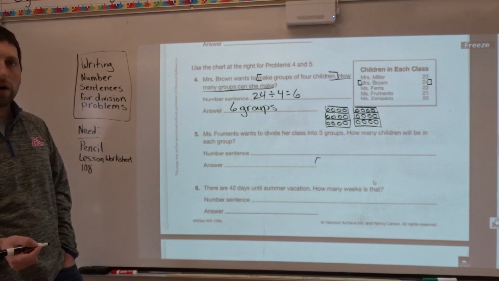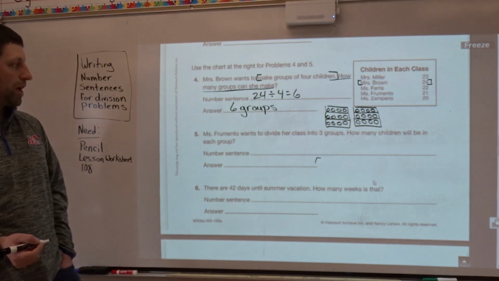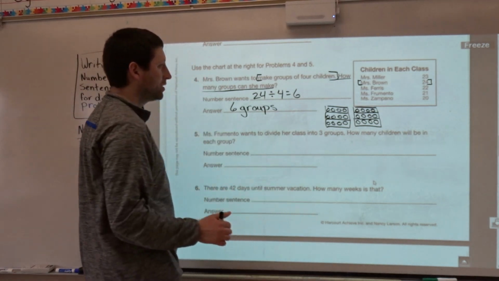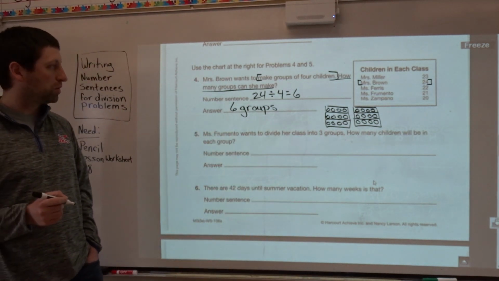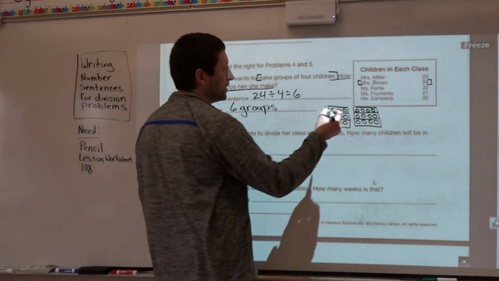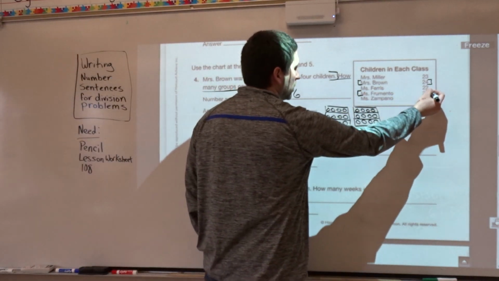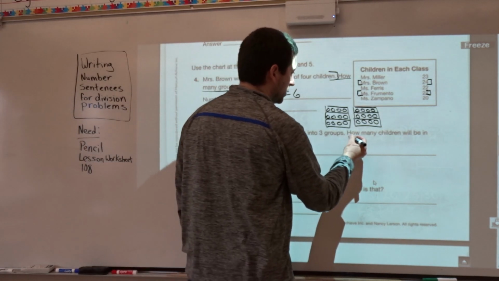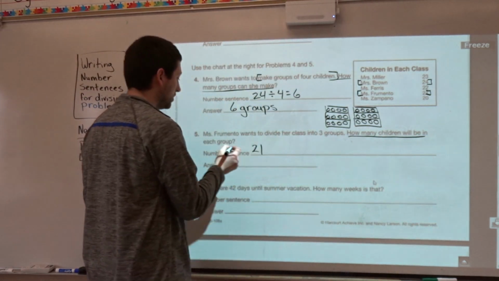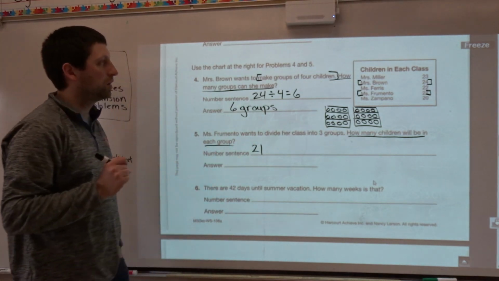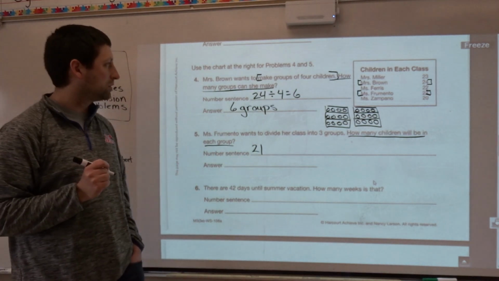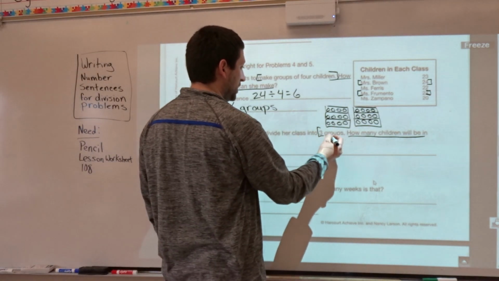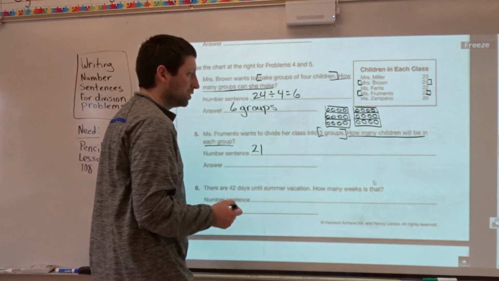Alright, let's take a look at 5. Miss Fermento wants to divide her class into 3 groups. How many children will be in each group? Well, we go back up to the chart. Miss Fermento has 21 kids. I underline how many children will be in each group. She has 21 students in her class, and she wants to divide them into 3 groups.